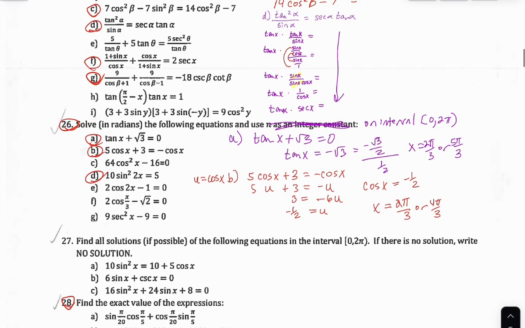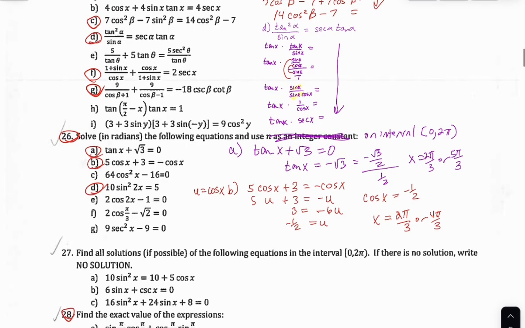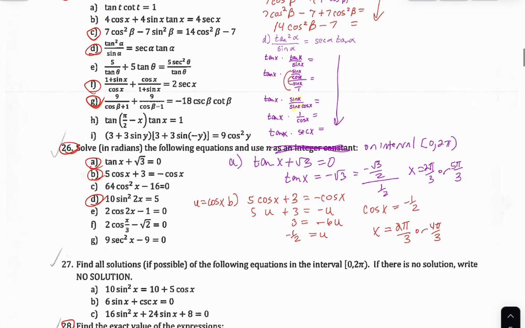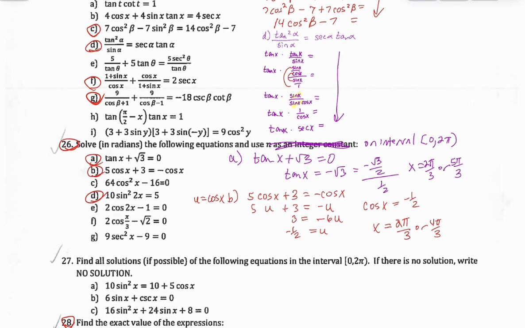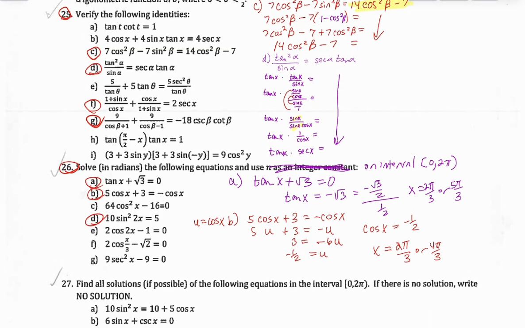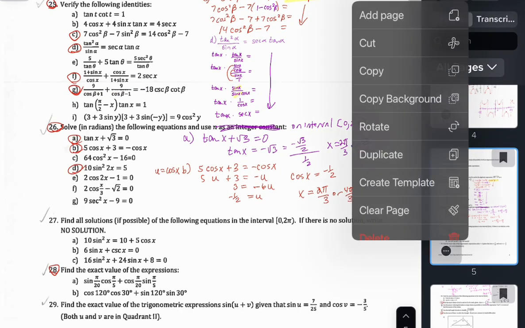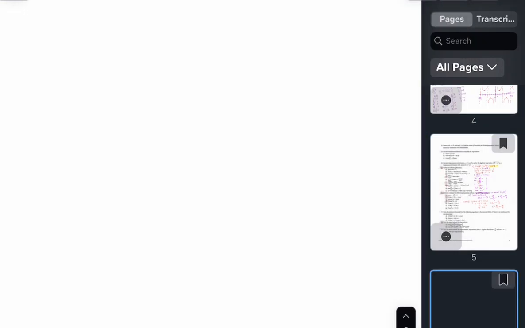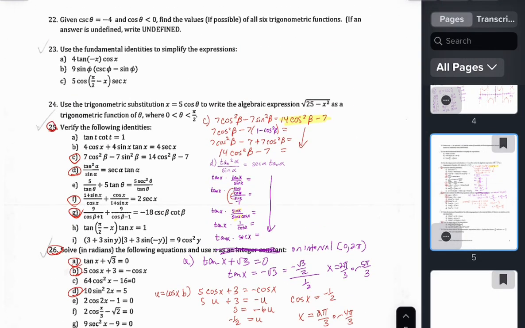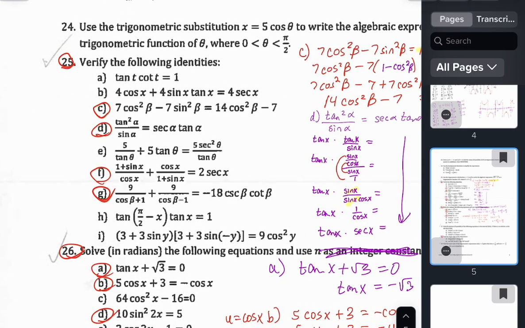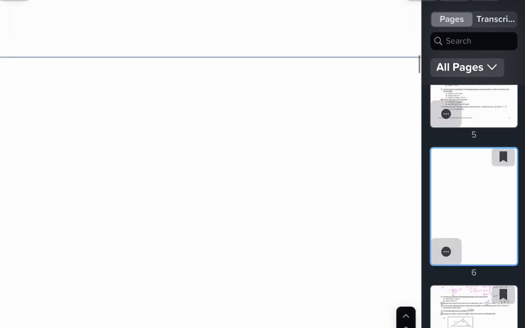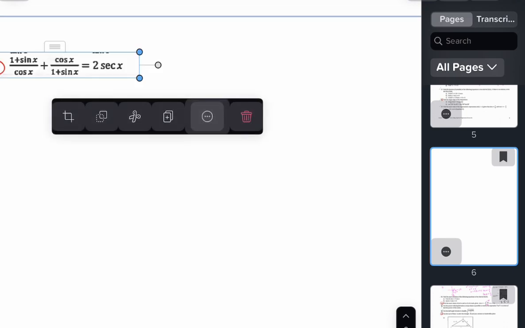I want to now look at, let's do F. Okay, so we're going to do F. I do need some paper, so let me add a page here. So we are going to do the verification 25F, because we haven't done one where we have to get common denominators, and I believe there's one like that on the test, okay?